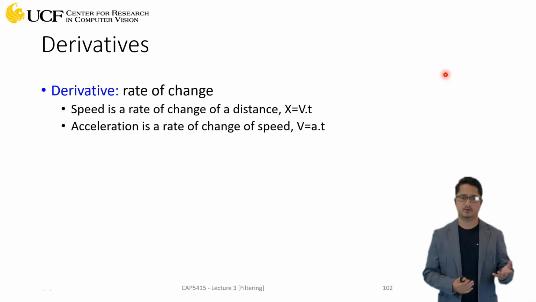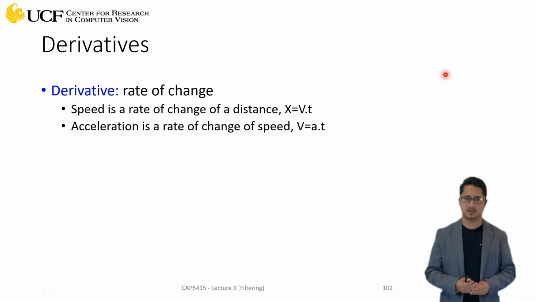And if you look at your day-to-day life, let's say you're driving a car, then if you try to compute the derivative of distance with respect to time, you will get speed. Again, if you try to compute the derivative of speed with respect to time, you will get acceleration. So that's a real world interpretation.